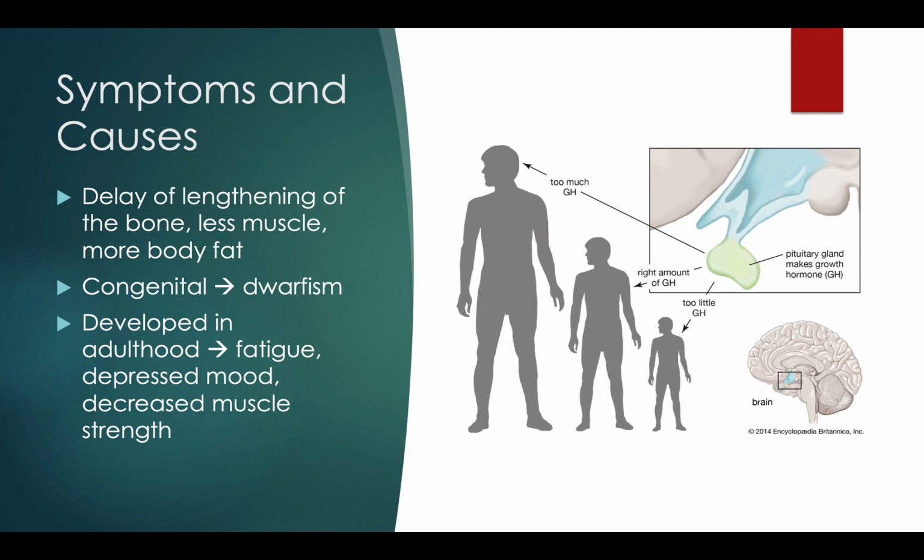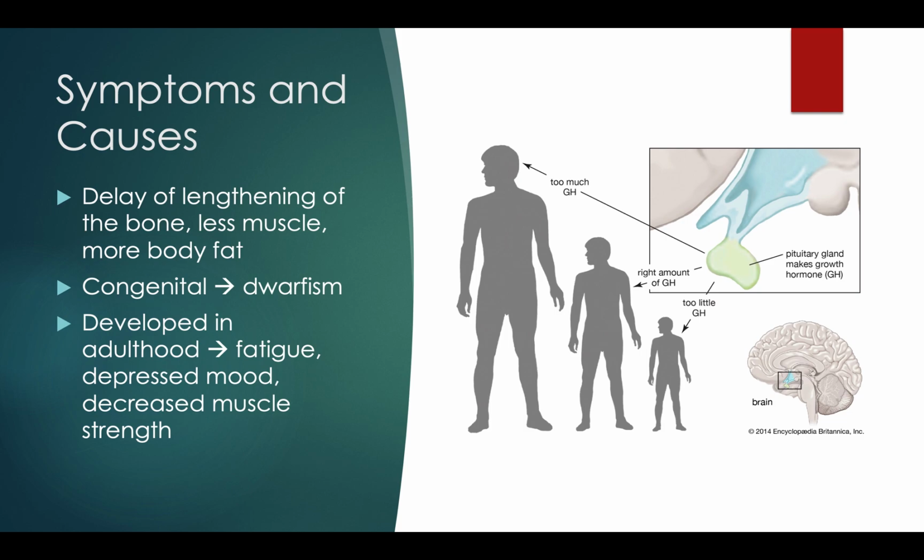GDH can be congenital, which means that it has been present since birth, or it can be caused from trauma or radiation therapy later in life. Congenital GDH is one of the many causes of dwarfism and is autosomal recessive, which means an individual inherits 2 copies of the gene, one from each parent.